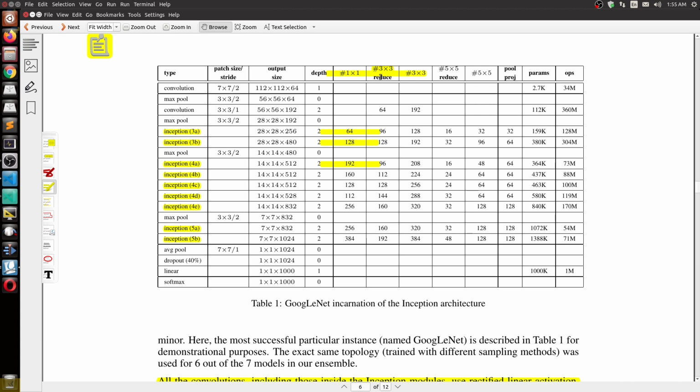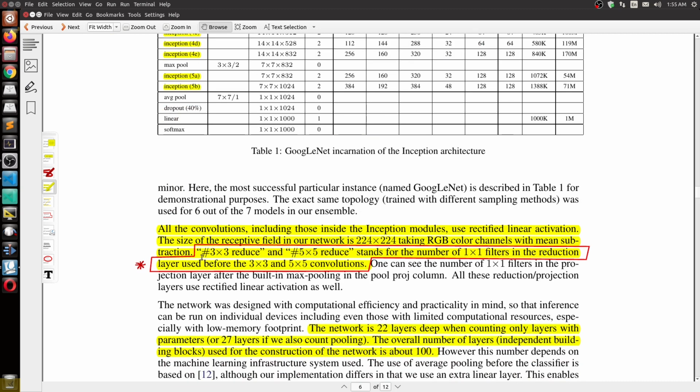This is the number of 1 by 1, and this 3 by 3 has a reduce word attached to it. Again, I have a 5 by 5 with the reduce word attached, and then I have the 5 by 5. So what the paper talks about is that these number of 3 by 3 reduce and number of 5 by 5 reduce stand for the number of 1 by 1 filters in the reduction layer used before the 3 by 3 and 5 by 5 convolutions.